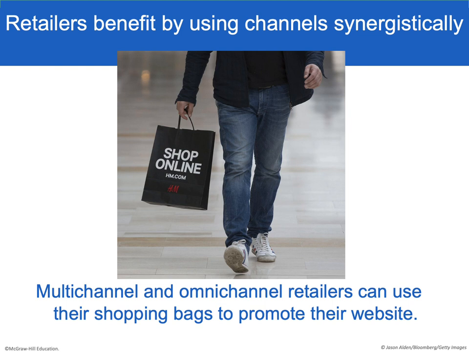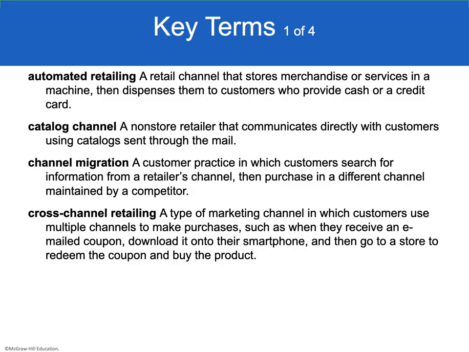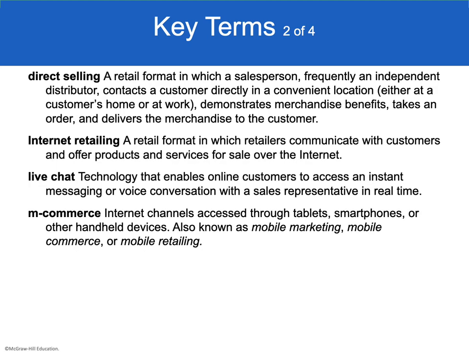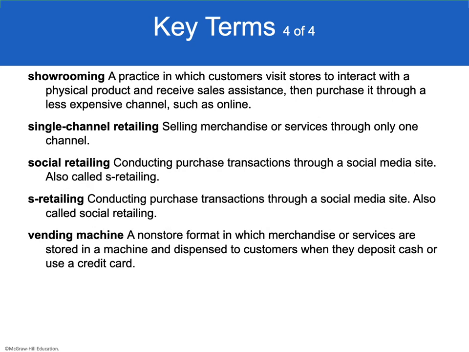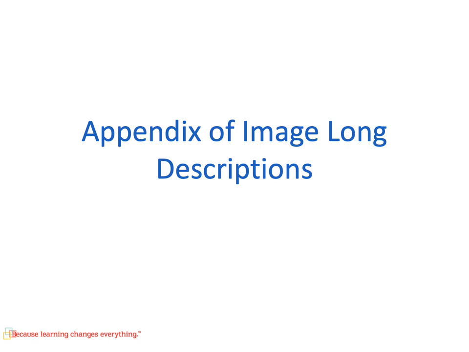Okay. The other slides you are going to see now will provide you the key terms and expressions that we have used across all the chapters. What do they mean? Automated retailing, catalog, channel, cross-channel retailing, direct selling, internet selling, live chat, m-commerce, mobile commerce, mobile retailing, multi-channel retailing, omni-channel retailing, retail channel, single-channel retailing. There will be a definition for all of these, and then an image and the description of some exam.